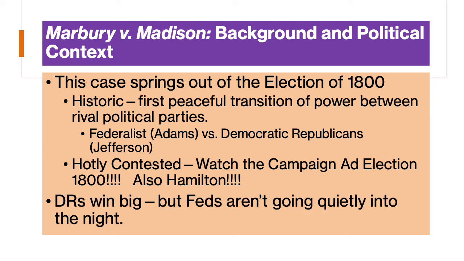And so in the election of 1800, John Adams, the Federalist Party, loses, and they have to give over power to the Democratic Republicans. And the Democratic Republicans win big. Not only do they win the presidency, but they also win both houses of Congress. So the Democratic Republicans win big, but the Federalists, they ain't going quietly into the night.